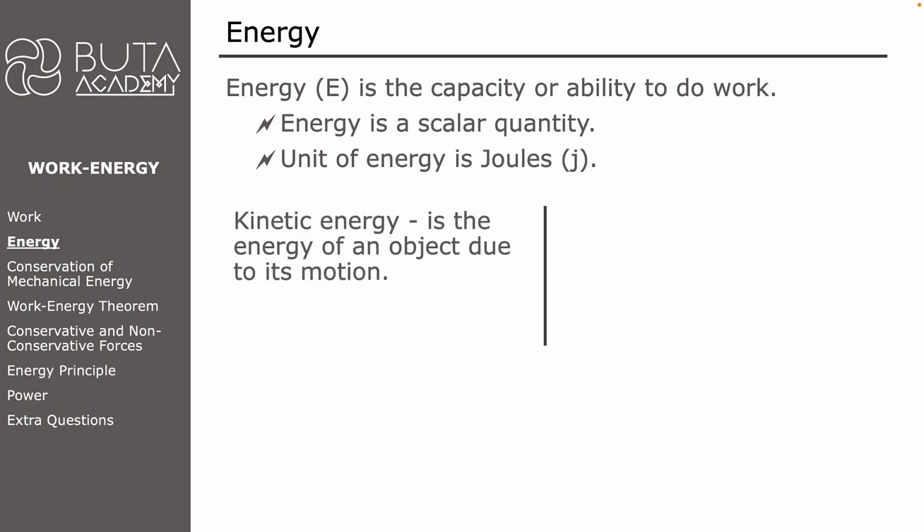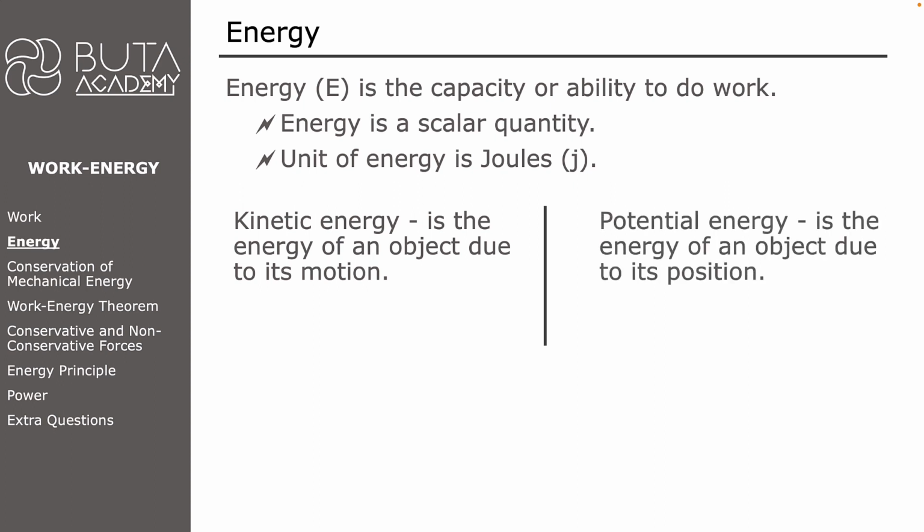Kinetic energy is the energy of an object as a result of its motion, while potential energy is the energy of an object as a result of its position. There are several types of potential energy, such as elastic potential energy and electrostatic potential energy. We will just be dealing with the gravitational potential energy in this topic.